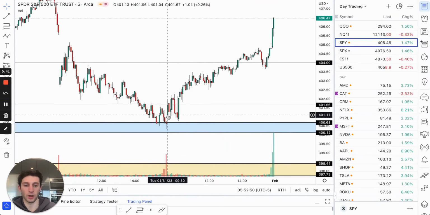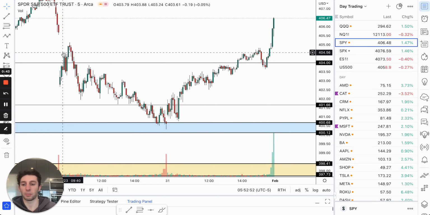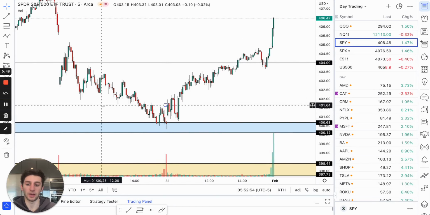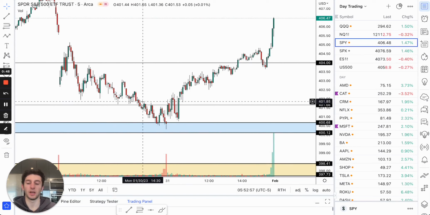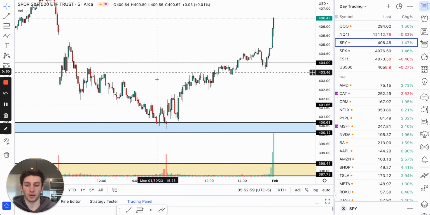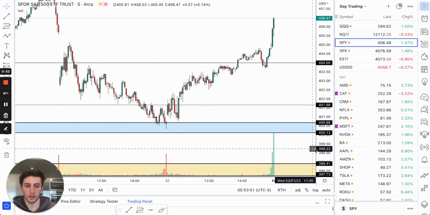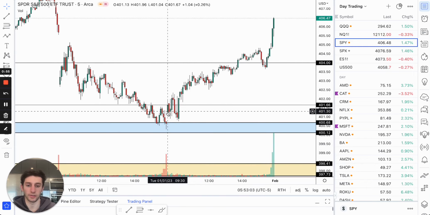We opened right around 401. Yesterday's price action before that was a little bit choppy. It was a very bearish day. No move to the upside, no bullish signs. And coming into today, we actually have a small gap up to start the day.